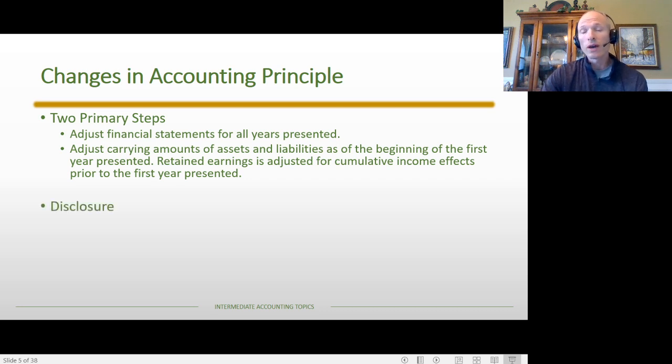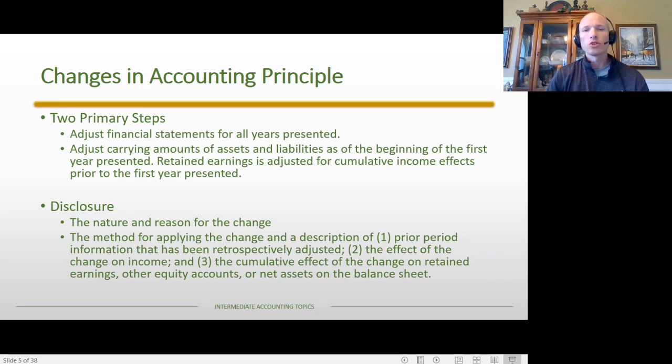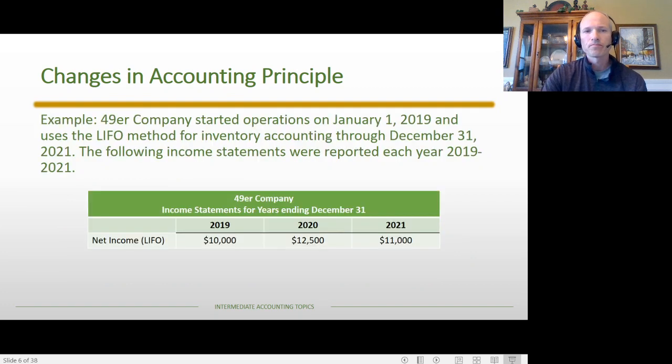The other thing you do have to do is disclose the nature of the change and the reason why you made the change. And then also you do have to describe the method. So any prior period information that's been changed, any effect on income, anything like that, you need to disclose all of that information. So again, retrospective changes are pretty substantial. All right, so let's do an example.